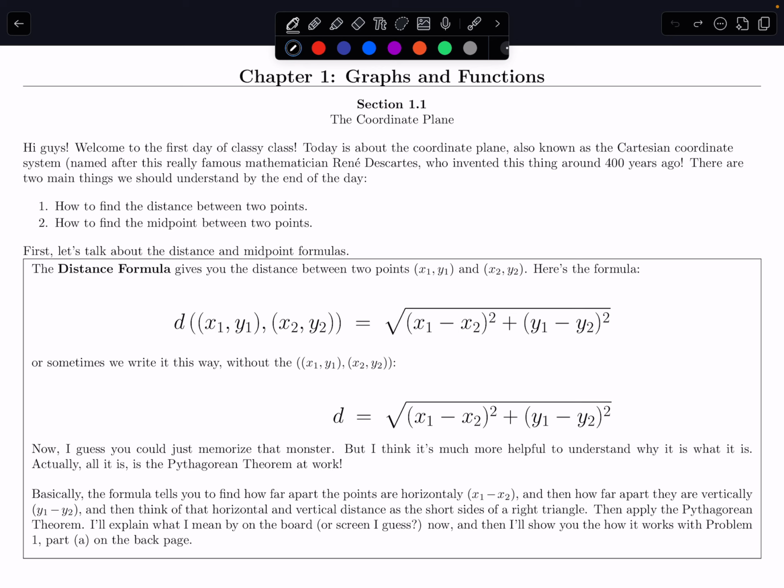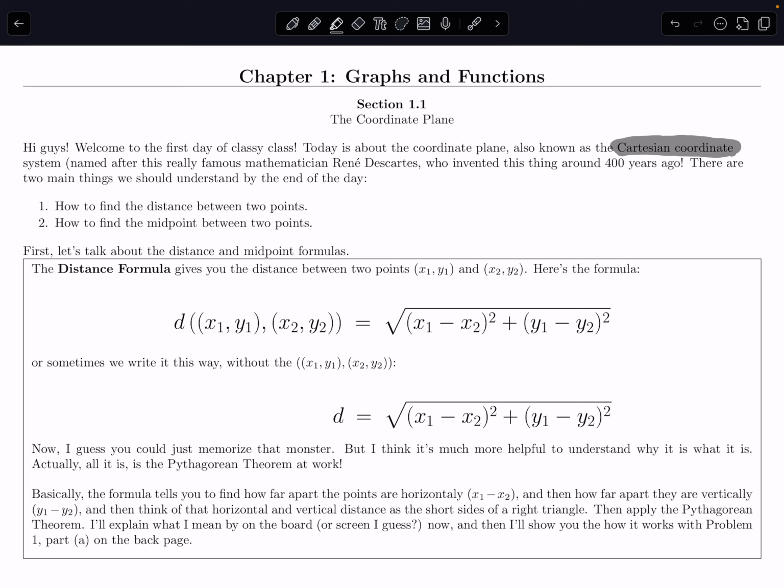Now we're assuming that you have at least a little bit of familiarity with the coordinate plane. It's also called the Cartesian coordinate plane. Let's highlight that. It's called the Cartesian coordinate plane, named after this really famous mathematician, Descartes.